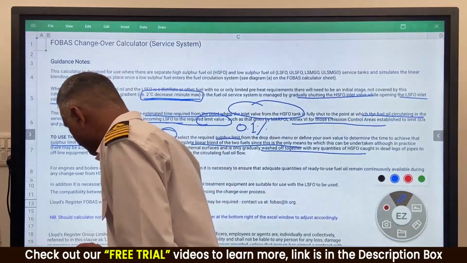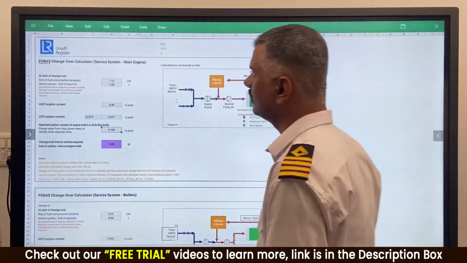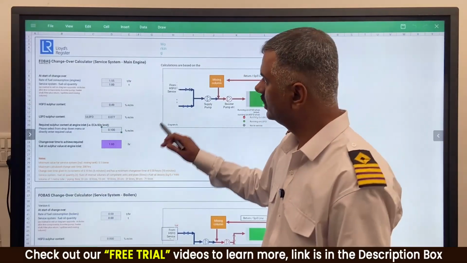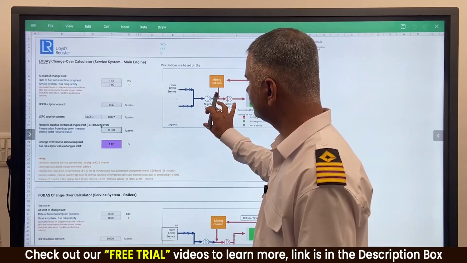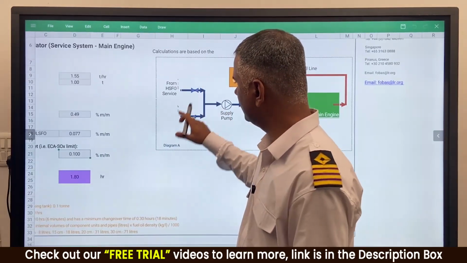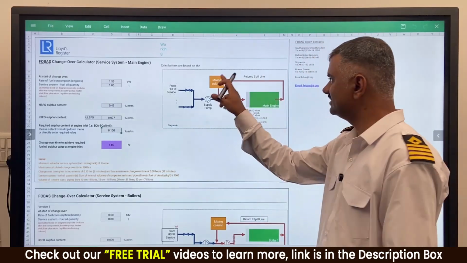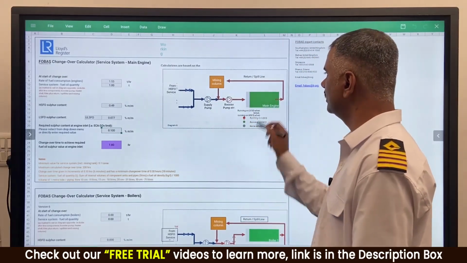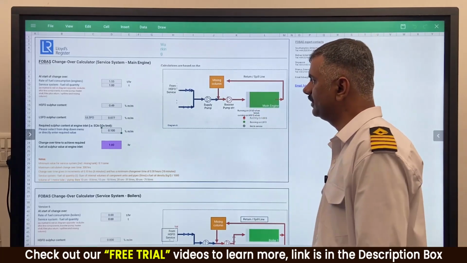Okay, so FOBAS calculator, these are the guidance notes. The second is the FOBAS calculator. So in the FOBAS calculator, you can see this is for the main engine. For the main engine, you can see there is HSFO and LSFO, two valves given. Through the supply pump, you have to change over, and then this return line is going to the mixing column, and so this is the line where the changeover has to take place.